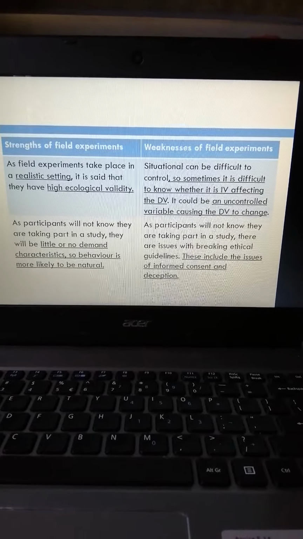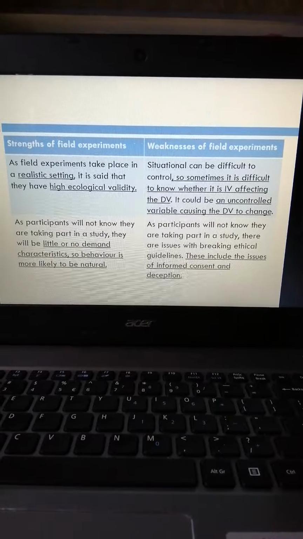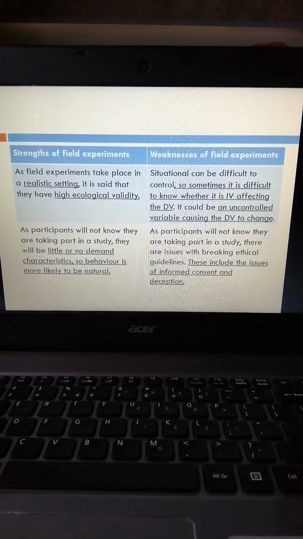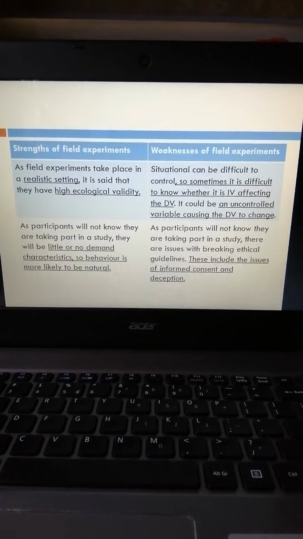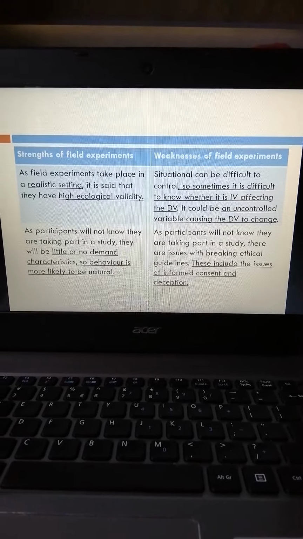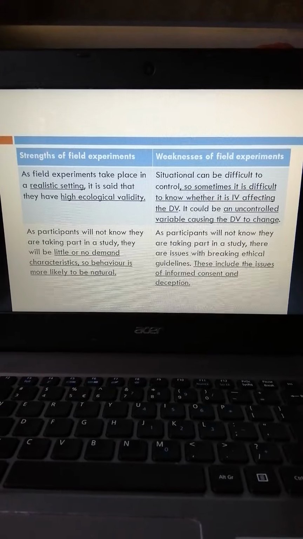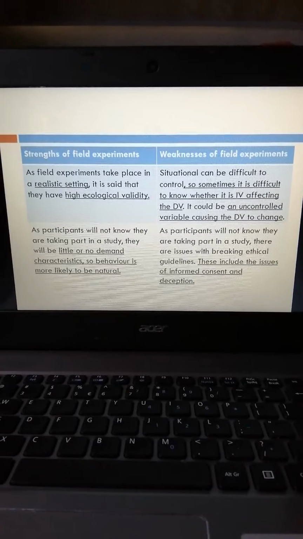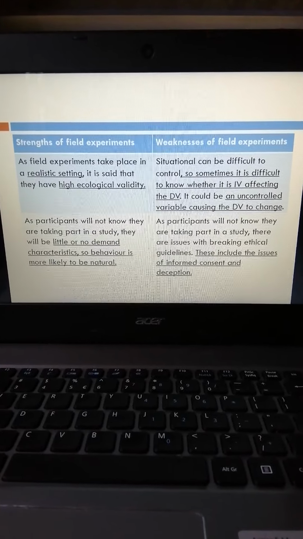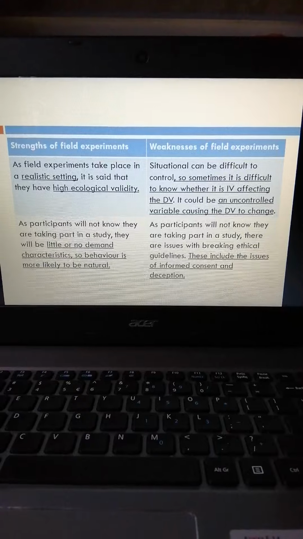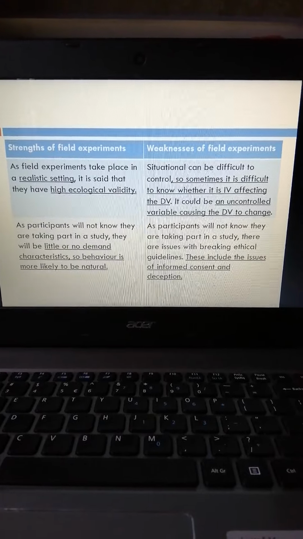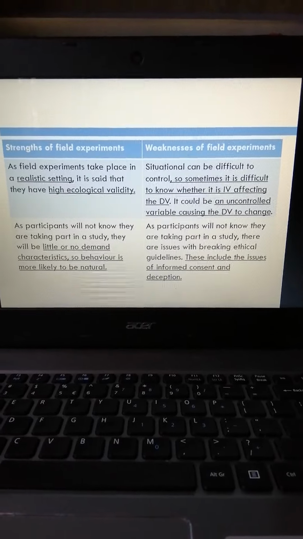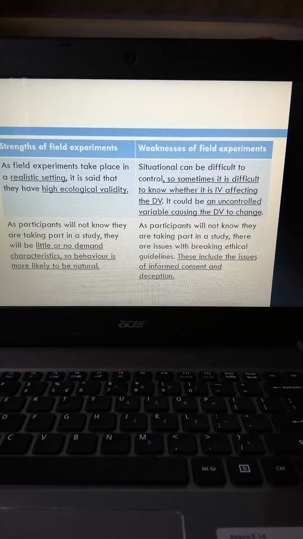And the second one is, as participants will not know they're in a study, so there will be little or no demand characteristics, and the behavior of participants will be likely to be natural. So they're not acting out, they do not change the behavior, they act as they usually act naturally. So this will also lead to high results in terms of the validity in the study. Okay, and the next one will be the weaknesses of using a field experiment.